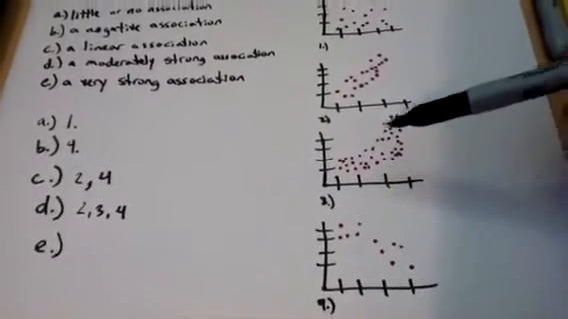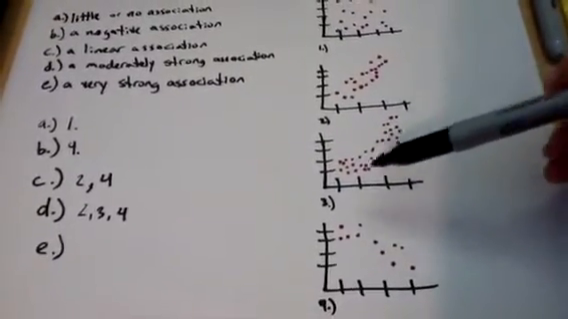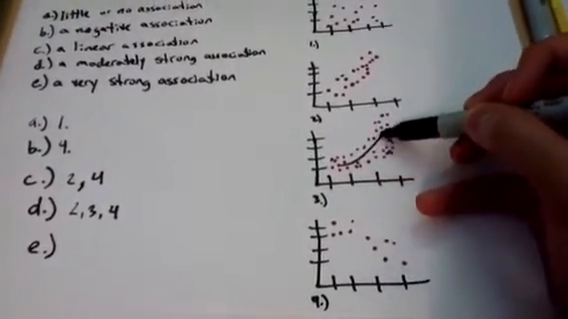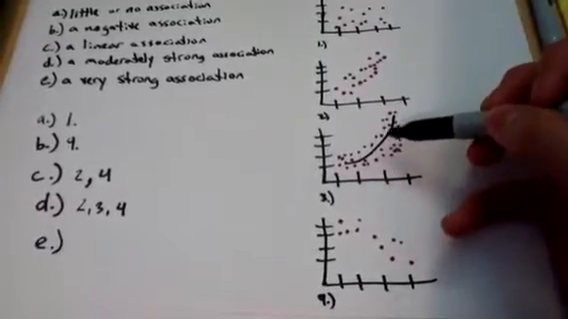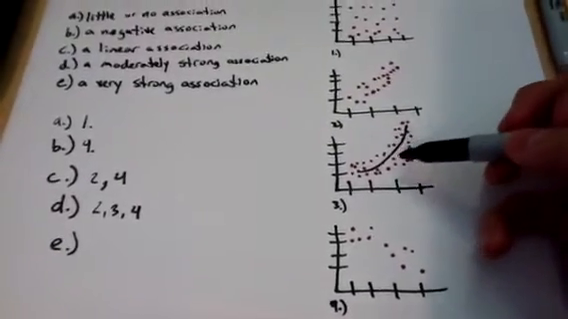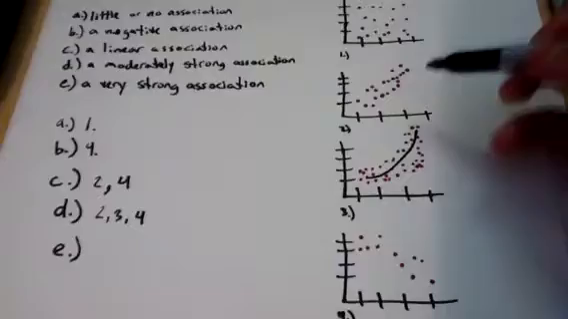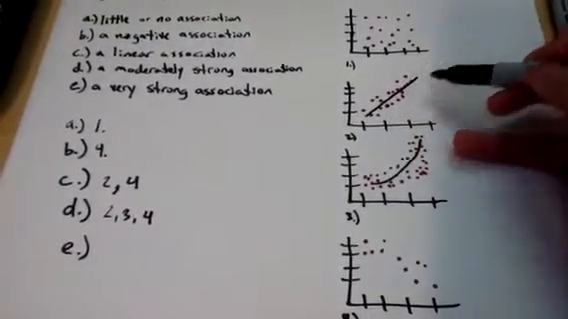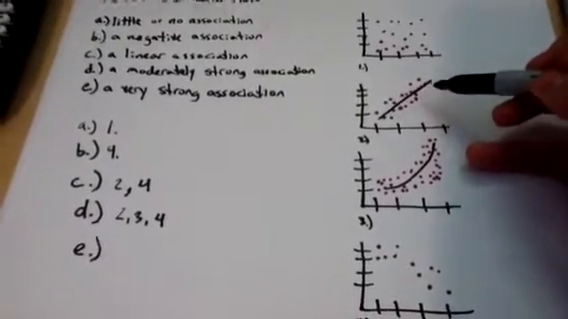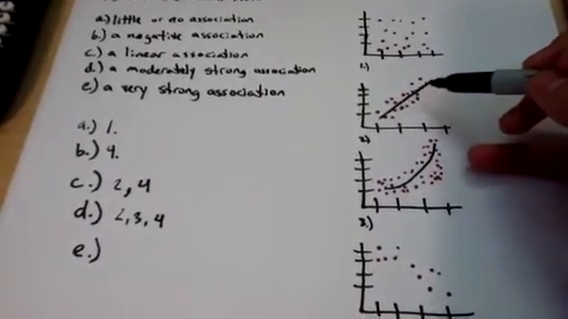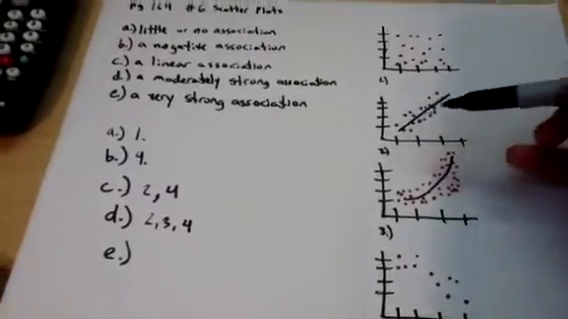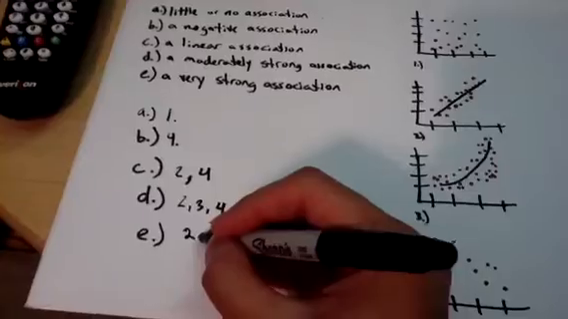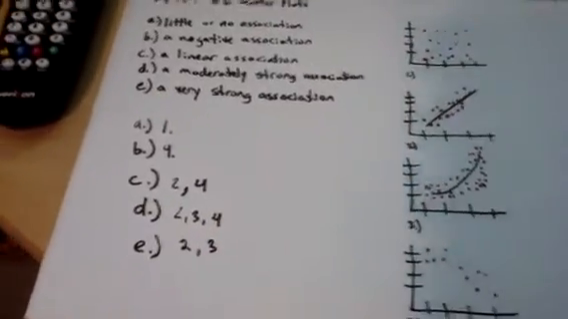If you drew a curve, the points would be surrounding it. Here, I'll draw it. The points are around the curve, so that's pretty good. That's a strong association there. And then you have this one right here. If you drew a line of best fit, the points surround it, and a lot of points hit the line too. So E would be 2 and 3 because they're strong associations. And that's it.